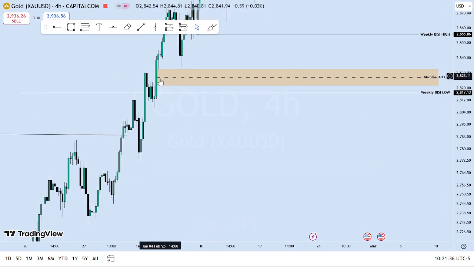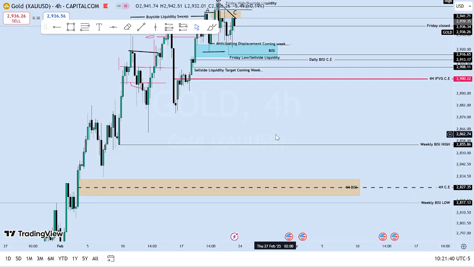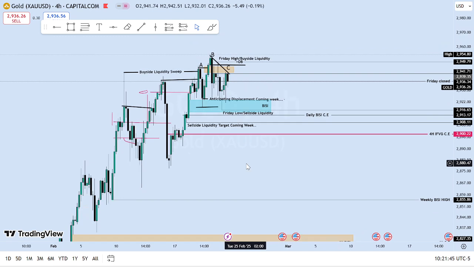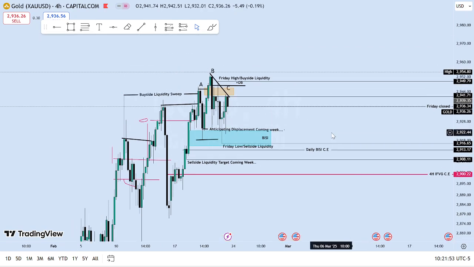Now this inefficiency here, I want to see it magnet price coming week. We like to look for shorts coming week here. That's for gold, on the gold chart. Okay, so that's great. Good.